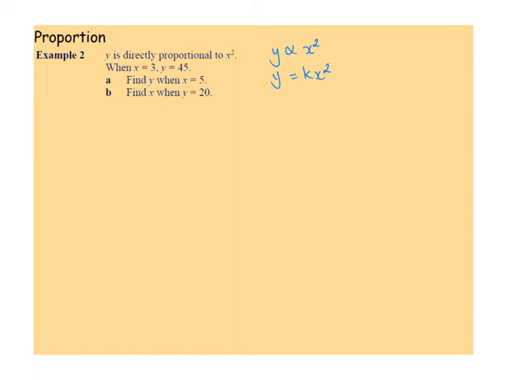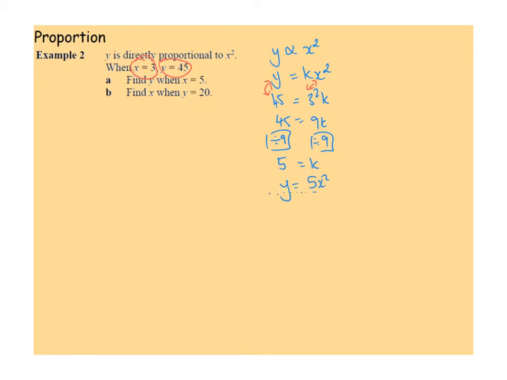So when x is 3, y is 45, and that is me substituting in here and here. So that's 9k equals 45. So dividing both sides by 9, we get 5 equals k. So y is 5x squared.